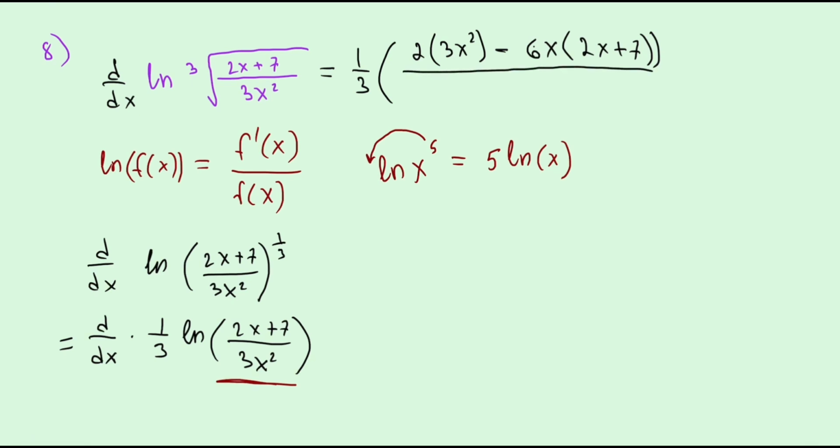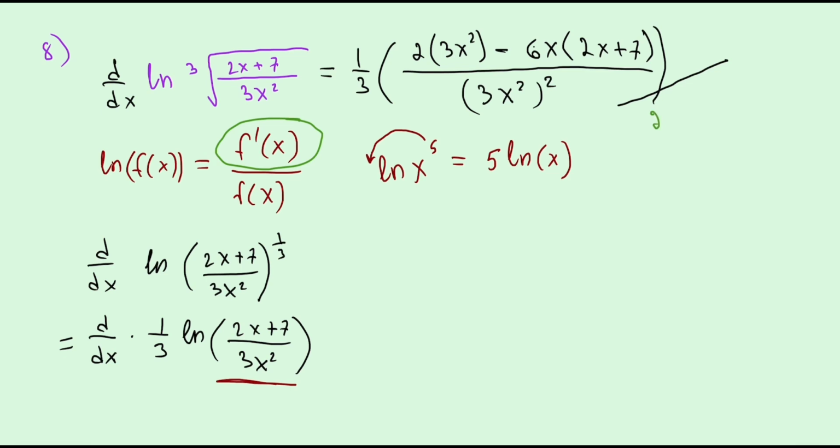over the denominator squared, 3x squared, squared. Now that we found the derivative of the function, we're dividing by the function itself, which is 2x plus 7 over 3x squared.